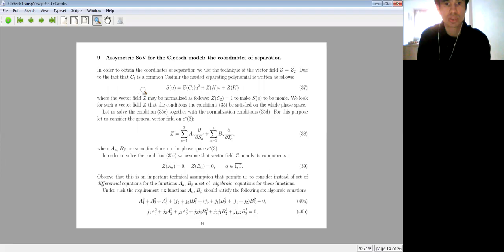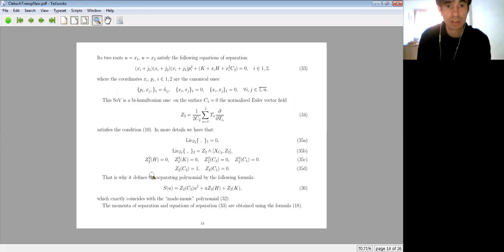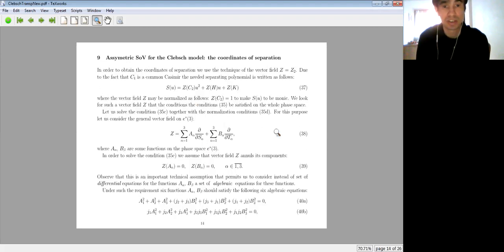We would like to have a formula 37 with some vector field Z2, but we will call this vector field Z2 simply Z. We would like this vector field to satisfy the condition 35, not only on the surface C1 equal to 0, but everywhere in our 6-dimensional linear space. Of course, in this case, Z2 given by the formula 34 will not work, and we have to find the wanted and needed vector field.